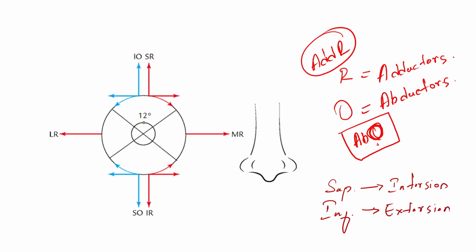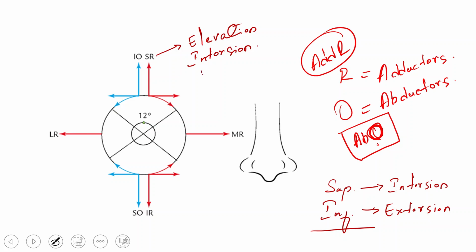So for example, when we talk about the action of the superior rectus, it brings about the elevation of the eyeball. Along with the elevation, because it is a superior muscle, it brings about the intorsion, and because it is a recti muscle, as I have told, recti are adductors. So the superior rectus is involved in the adduction of the eyeball as well.